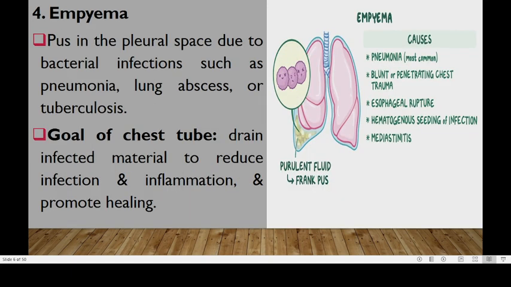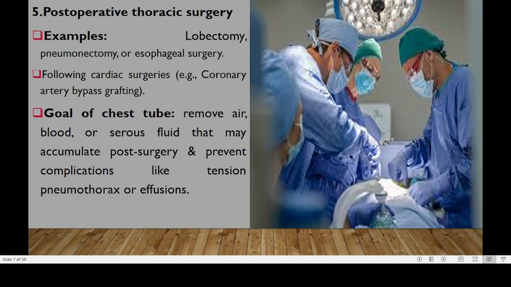Empyema is the other indication, and empyema is defined as pus in the pleural space, and this pus could be due to some bacterial infections like pneumonia, lung abscess, and tuberculosis. So the goal here is to drain infected material to reduce infection and inflammation and eventually promote healing.